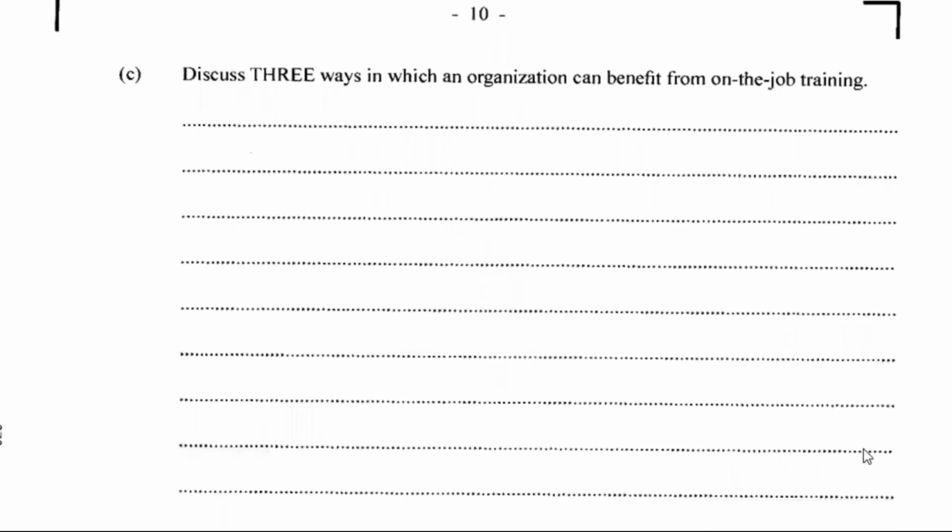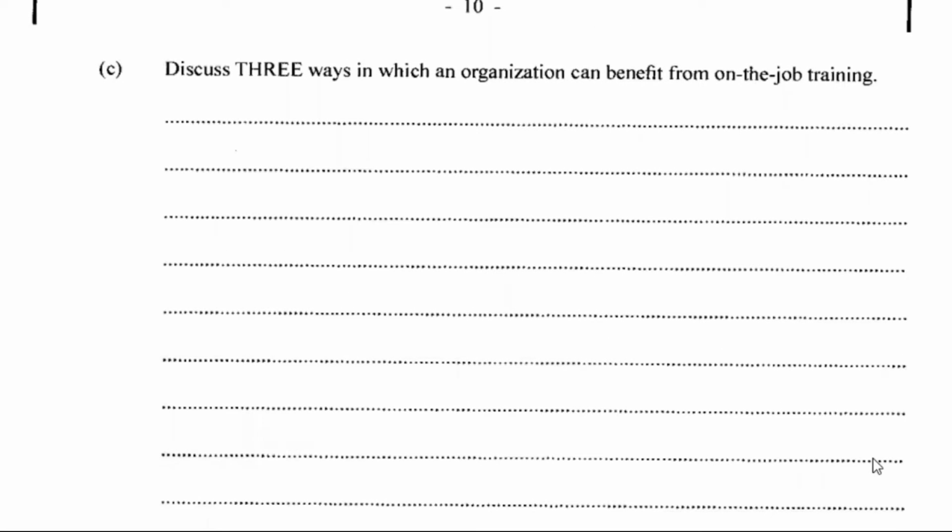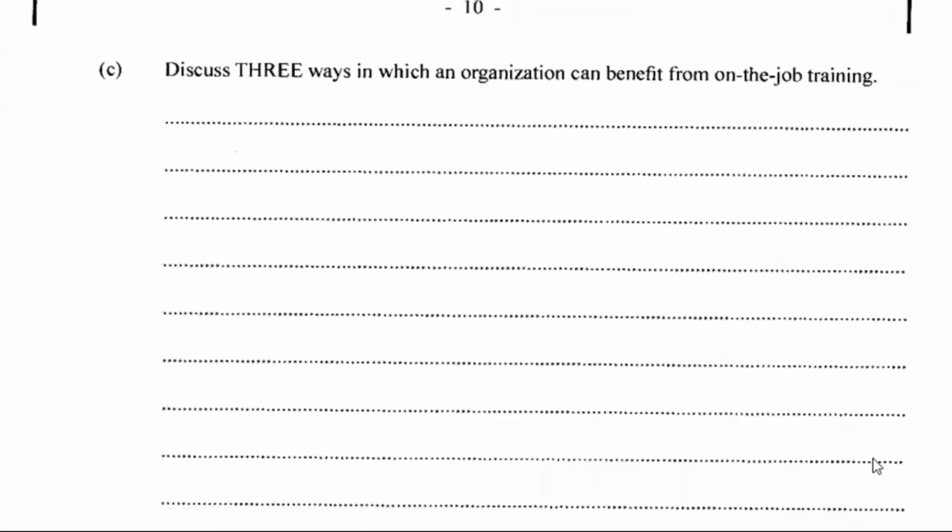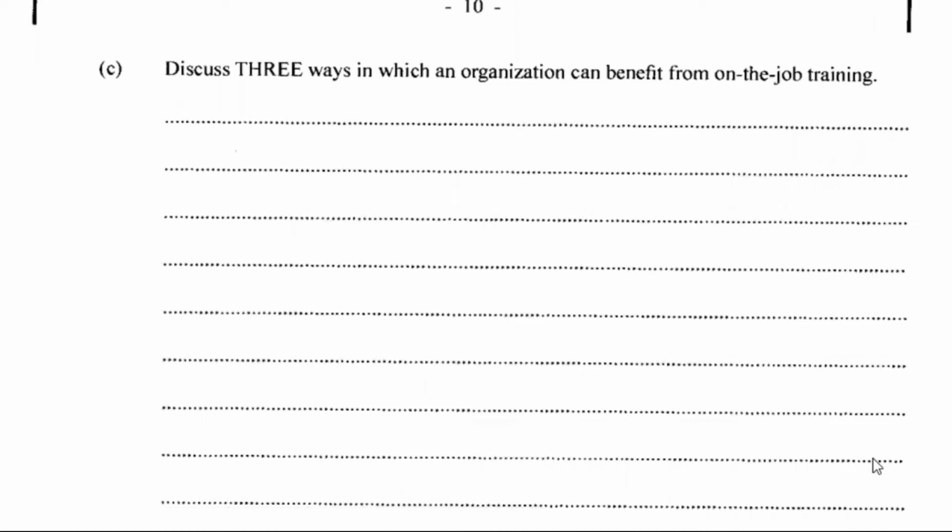All right, let's now look at C. C says discuss 3 ways in which an organization can benefit from on-the-job training, and that is a total of 12 marks. So that is 4 marks each. So you have to discuss 3 ways in which an organization can benefit from on-the-job training. And for you to discuss the benefits, you need to know what is on-the-job training. All right, so think about it. Take a few seconds to see if you can come up with any answer.